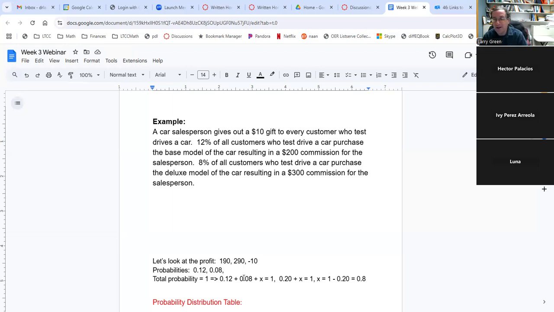Any questions at all on calculating the profit or the values of x, or in the probabilities? In fact, maybe instead of x, probably should call it p for probability. Better than the letter x. Doesn't matter what letter we call it because we're not going to use it.